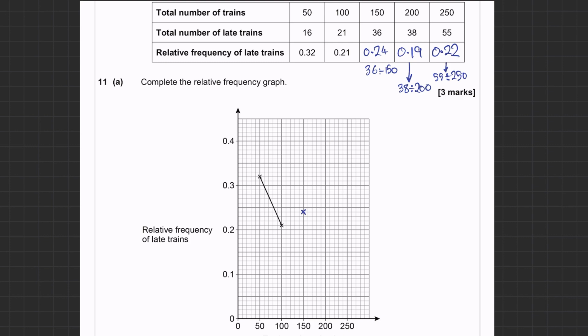And then the next one is 200 trains and 0.19, that is here. And then 250 and 0.22, which is here. And then what you want to do is connect this graph up. Make sure you use a ruler for this, as it's very important that you get this accurate and make sure the lines are straight. Mine are a little bit dodgy, but that's just because of the software I'm using. But that's it, that's all 3 marks done.